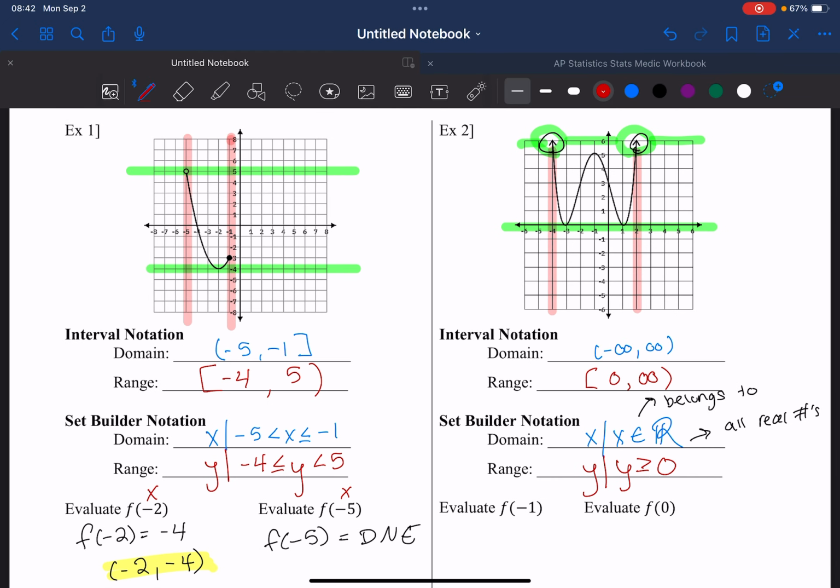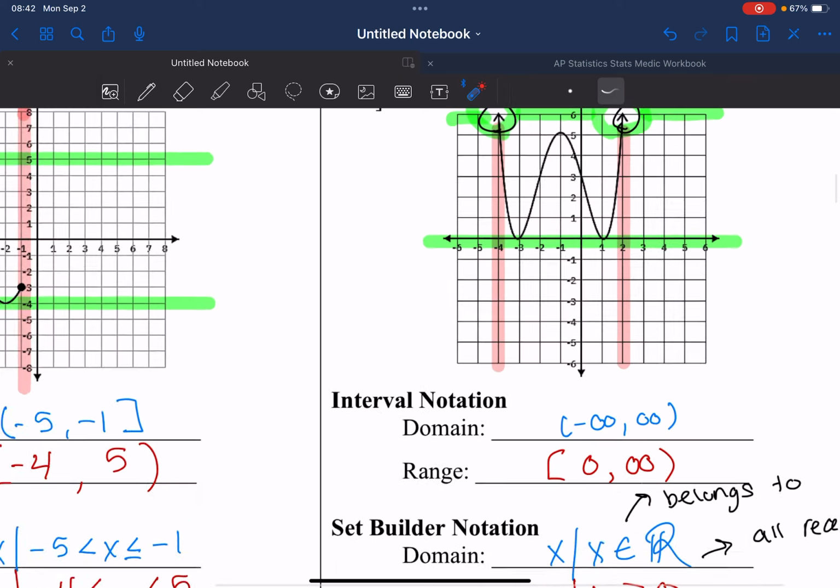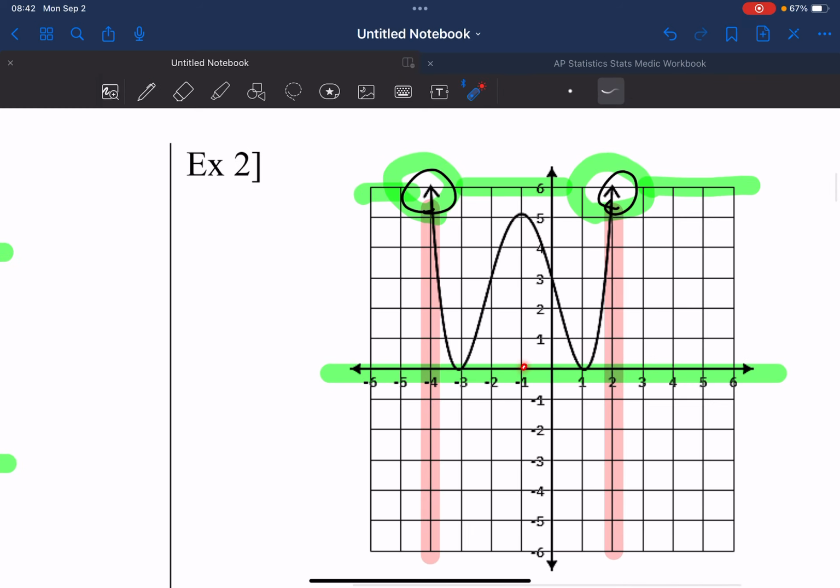Now we're going to evaluate f of -1 and f of 0. So remember, these values in the parentheses are x values. So I'm going to find -1 on the x's, and I need to go either up or down to meet my function. So in this case, I got to go up, and I'm going to meet my function, looks like 5.